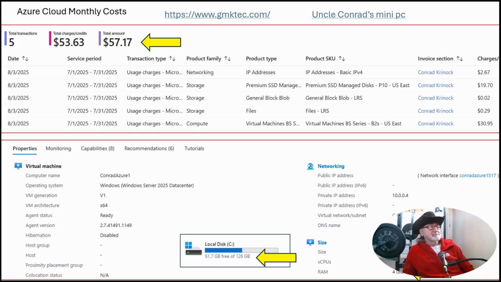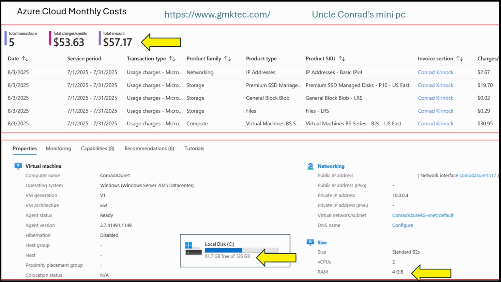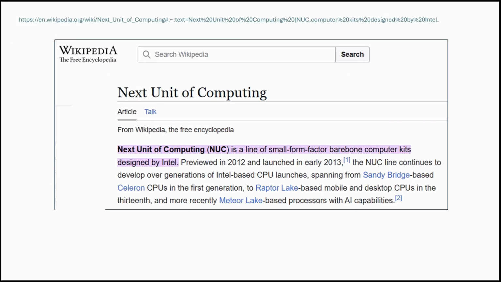I'm spending $57 a month. And it's a very small system here. You can see down here it's got only 4 gig of RAM and only 126 gig of disk. But this does a lot. This works really well for me. However, we're going to find out that we could save some money here.